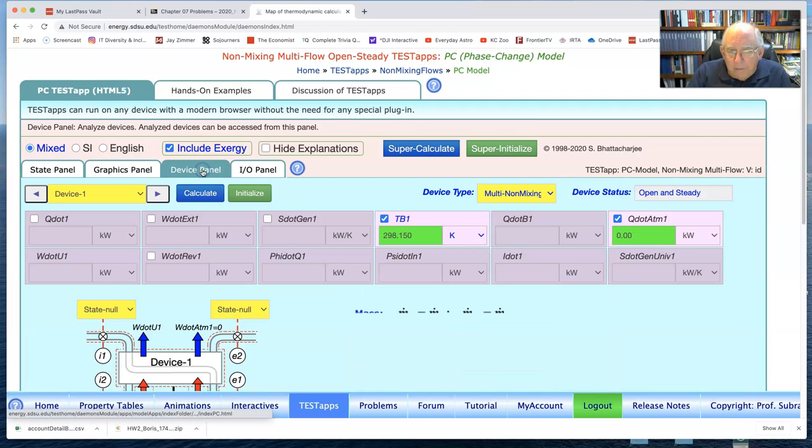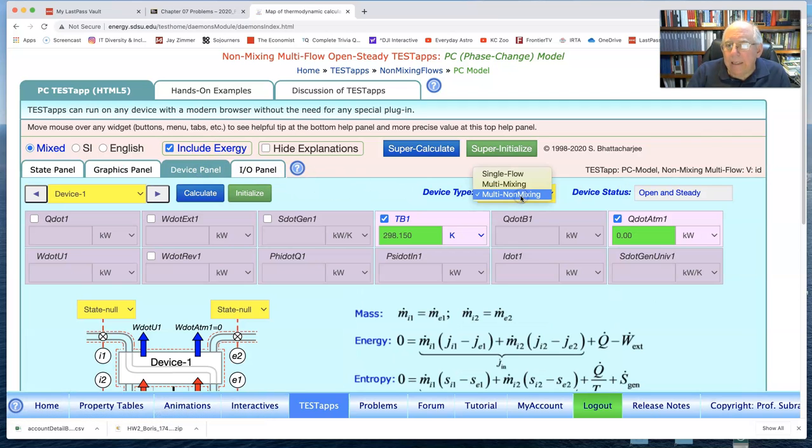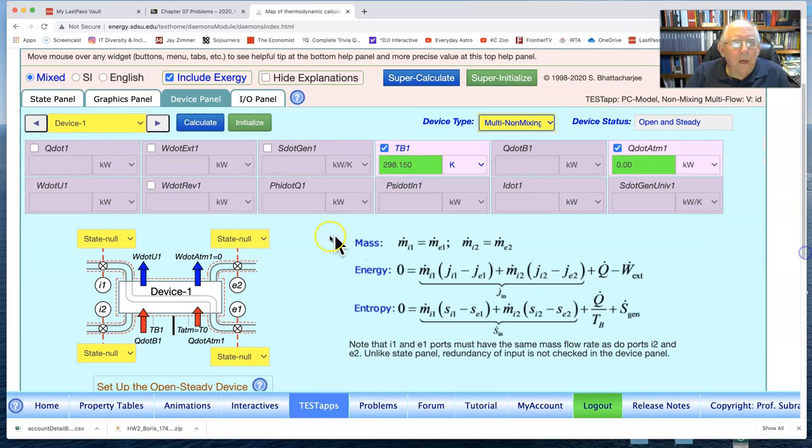We now go to our device panel. It is a multi-fluid non-mixing, open and steady. And in this particular case, we assign the states. To assign the states, we say state 1 coming in, state 2 going out. That's the one stream. And then here we have state 3 going in and state 4 coming out. And so now it knows that there are these two streams communicating thermally between each other.